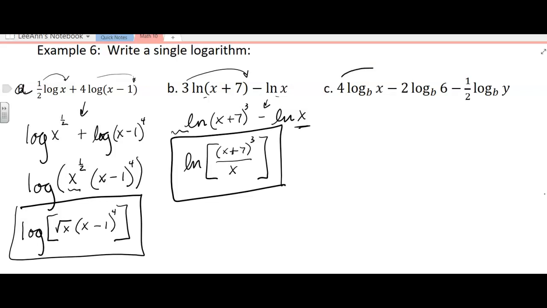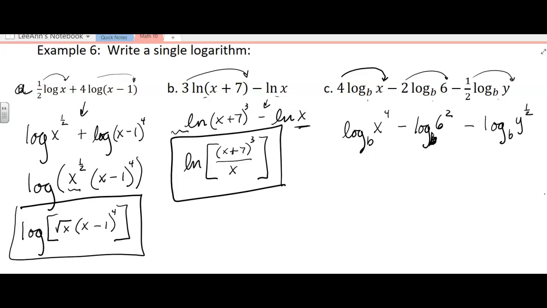Okay. So we put the exponents back up. Oh, base b, base b, base b. Okay, all the bases are the same. Yay. We're going to put that 2 up. Then we're going to put the 1/2 up. So I'm going to have log base b x to the 4th minus log base b, whoops, it's a b, darn it. I was thinking 6 squared. Okay, so I got to be careful on that. Minus log base b y to the 1/2. Okay, so that gets all the exponents where they're supposed to be.